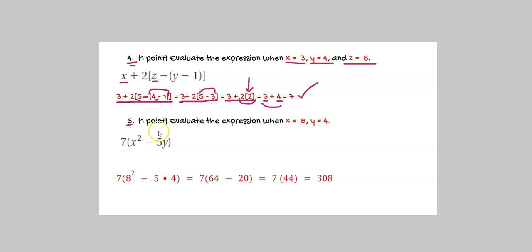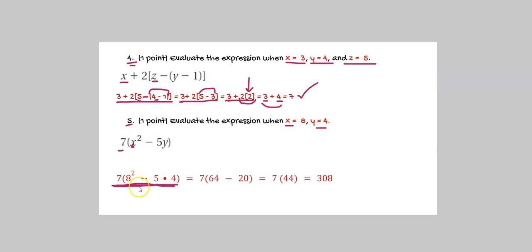Question number 5. We have to evaluate the expression when x equals 8, y equals 4. So we're going to rewrite here 7, open parentheses, x is 8, so that's 8 squared, minus 5 times y. Y is 4. Now we have this expression here, and we have to follow the order of operations. So what goes first here is to evaluate parentheses.